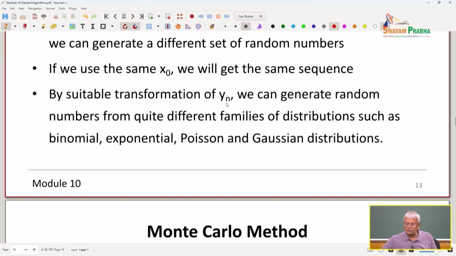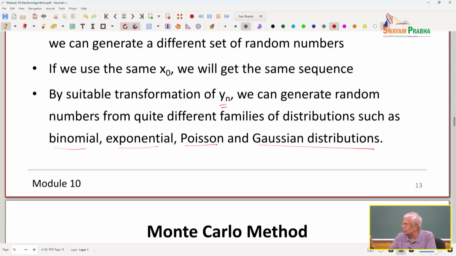So by suitable transformation, now if I have xn, I have yn. If I have yn, I can transform these numbers to obtain different families of distribution such as binomial, exponential, Poisson, Gaussian distribution.